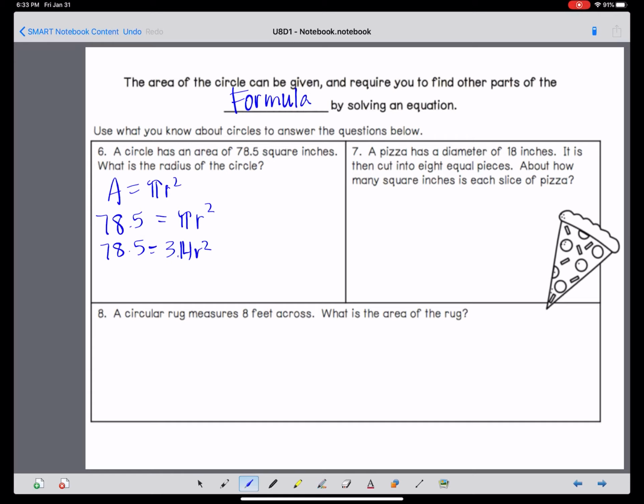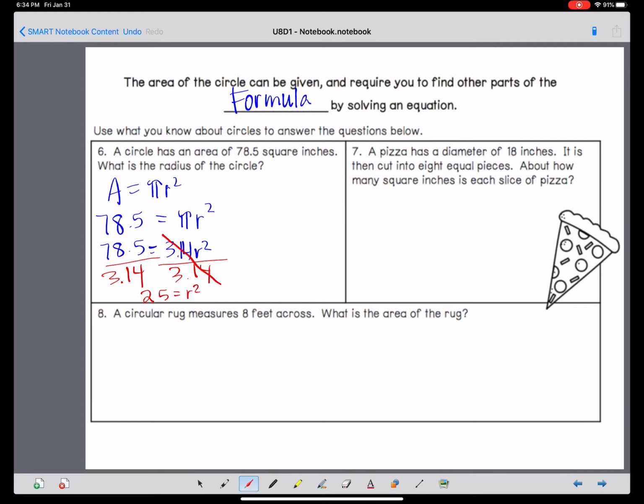And to solve this, I'm going to have to get rid of the 3.14 that's being multiplied to my r squared. So I'm going to divide by 3.14 on both sides. And if I do that, let me just plug this into my calculator really quick. 78.5 divided by 3.14, and it gives me 25. So that ended up canceling out the 3.14s on that side. And I'm left with 25 is equal to r squared.